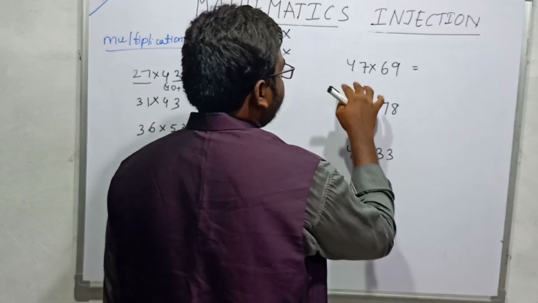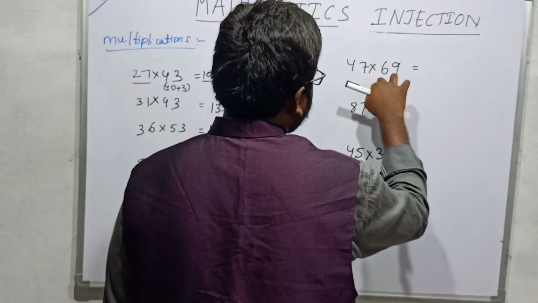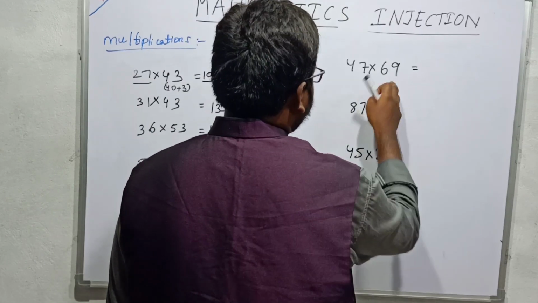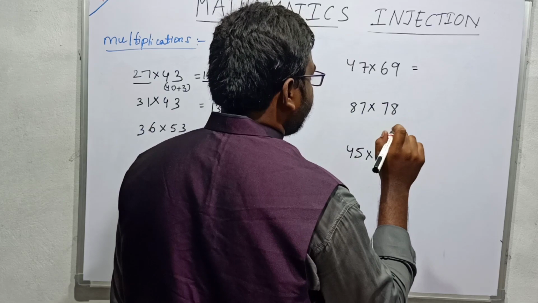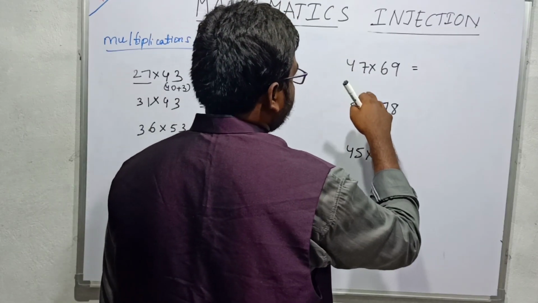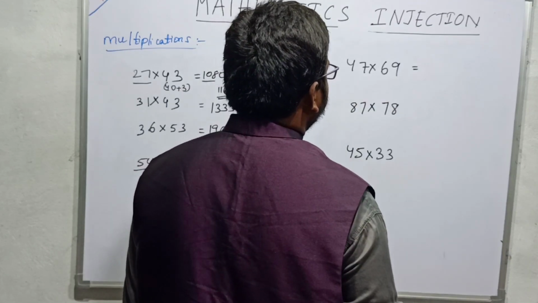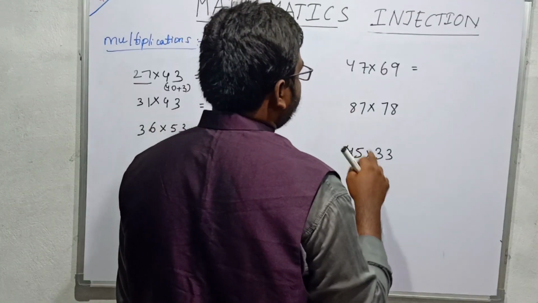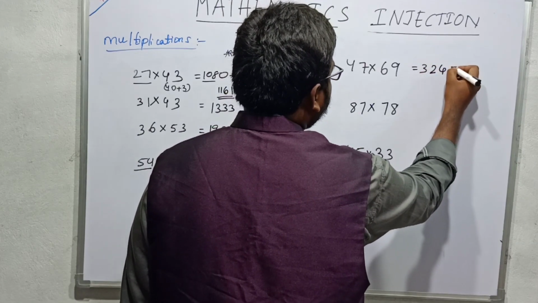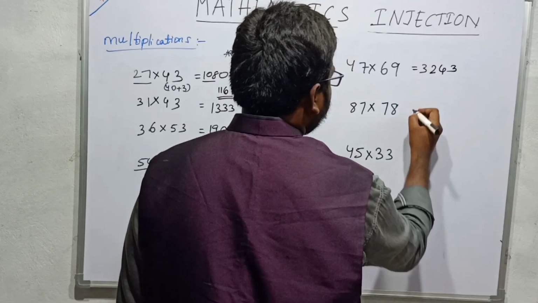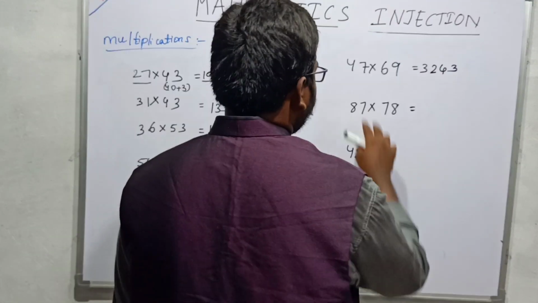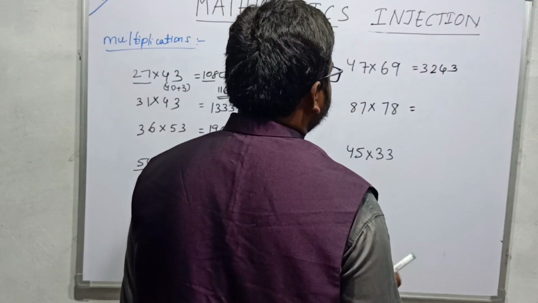69. If I have to calculate this, I will take 69 as distributor. 6 4s are 24, 42, 282. I will keep 282 in my mind. 9 4s are 36, 63, 423. 282 plus 423. 282 plus 42 is 324, so 3243 will be our result. The 3 is from this 7 into 9, where this is 36 plus 63, this 423.